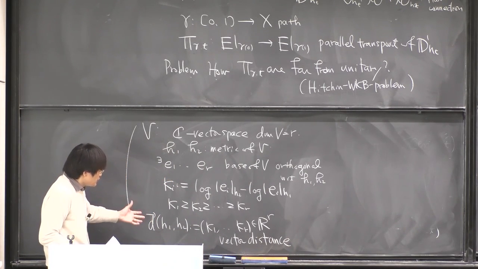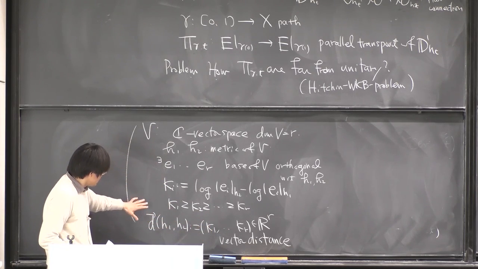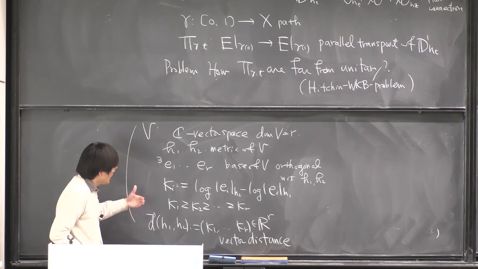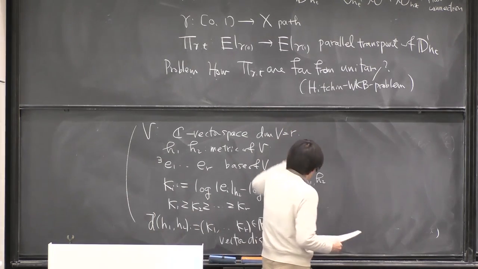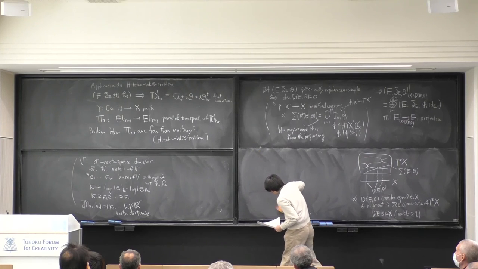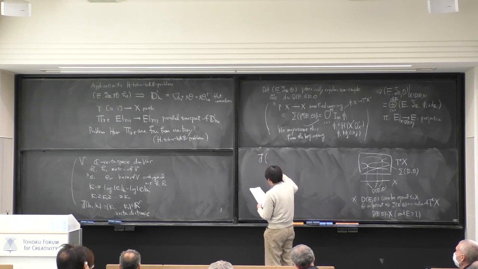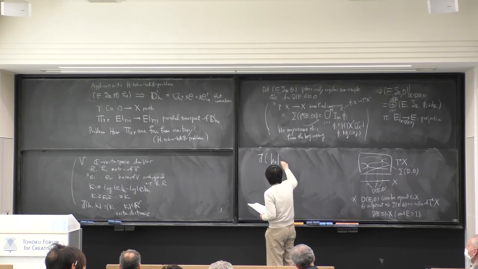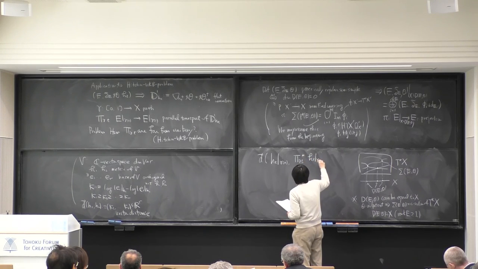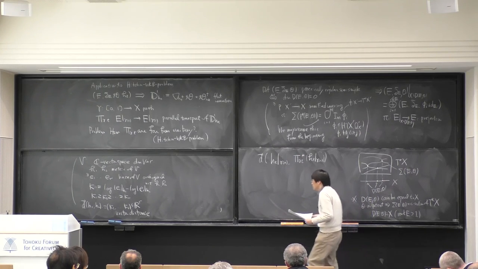Actually, this quantity is not symmetric for H1 and H2. I mean, if we exchange H1 and H2, we obtain a different sequence. So I'm not sure if it is appropriate to call this vector distance. But anyway, it is called vector distance. And this is a quantity to measure how far two metrics are. So we are interested in the distance of two families of metrics. One is obtained as the restriction of HT to gamma zero, and the other is the parallel transport of the restriction of HT to gamma one. So we are interested in the vector distance of this family of Hermitian metrics.